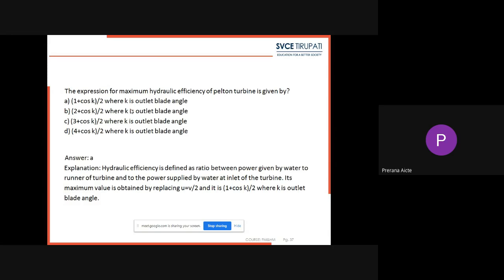Next one. The expression for maximum hydraulic efficiency of Pelton turbine is given by (1 + cos k)/2, where k is the outlet blade angle. So the hydraulic efficiency is defined as the ratio between power given by water to the runner of the turbine and the power supplied by water at inlet of the turbine. Its maximum value is obtained by replacing u = v/2. And it is (1 + cos k)/2, where k is the outlet blade angle.